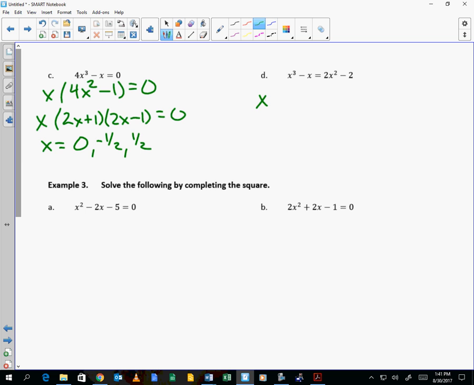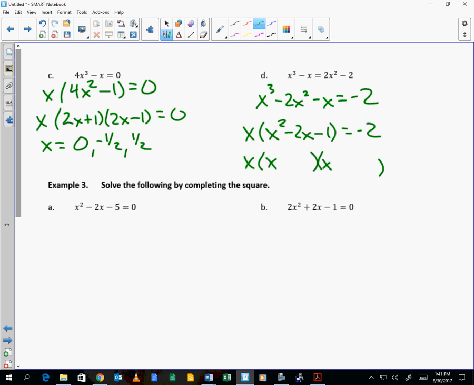Letter D, I'll often get somebody who invokes the zero product property. So they'll factor out an x. And then, even though it doesn't factor, they'll still factor it. They get lost here, so we've got 0. No, it's got to be equal to 2. So -2, -1, and if I subtract 1, -3.